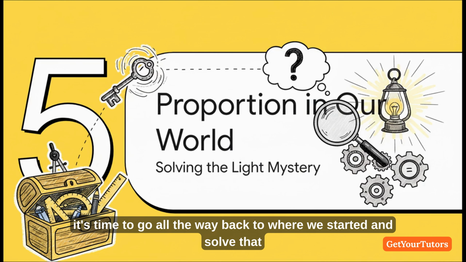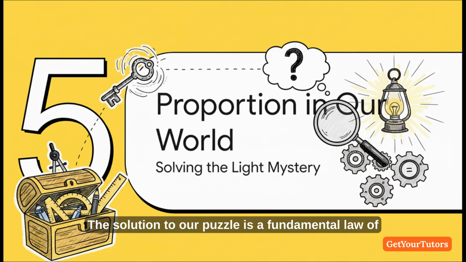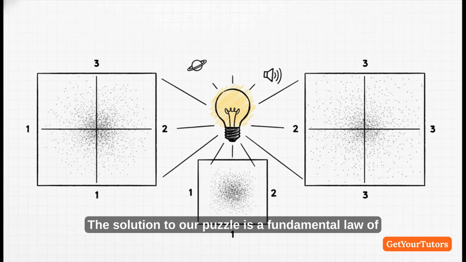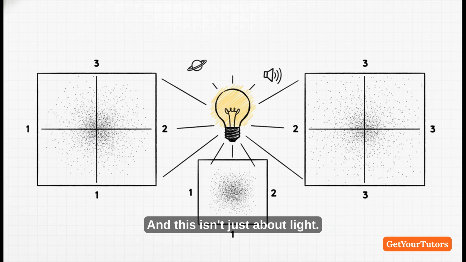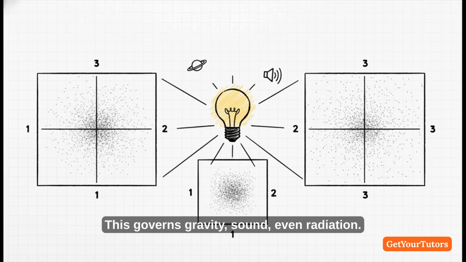So now it's time to go all the way back to where we started and solve that mystery of the dimming light. The solution to our puzzle is a fundamental law of physics. It's called the inverse square law. It states that the intensity of something like light is inversely proportional to the square of the distance. And this isn't just about light. This governs gravity, sound, even radiation. It's a core rule for how our universe is put together.